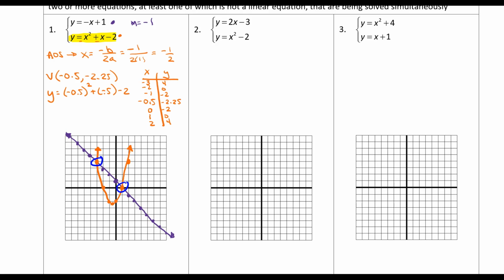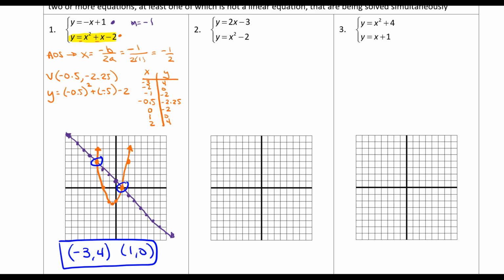So that first point is negative 3, positive 4. And that second point is going to be 1, 0. So these are the answers to this system, and there are 2 of them. Okay, so let's look at number 2.